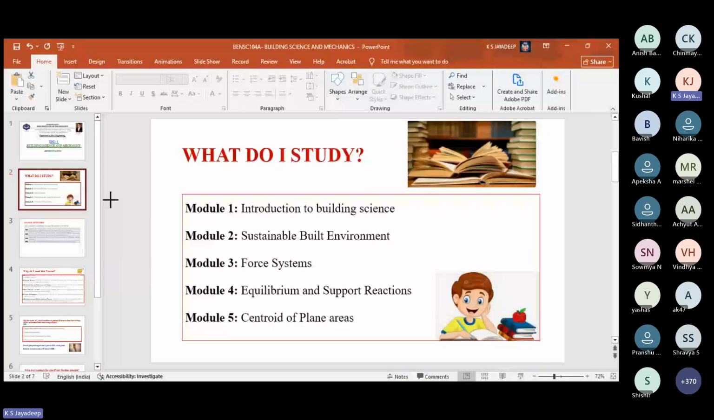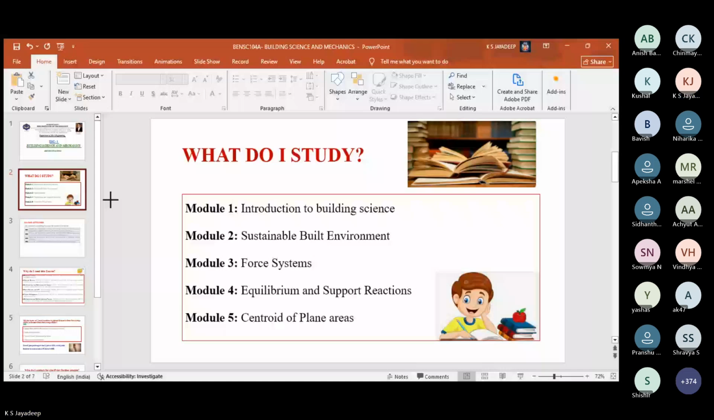Now, the second module is on the sustainable and built environment. Here you'll be learning about eco-friendly materials and how we can build a sustainable environment by reducing the damage to the environment in a very sustainable way. Then, in module 3, you'll be learning about how forces act and interact. If a structure is constructed for its intended purposes, it has to experience a lot of forces. When there is a force acting on the structure, there will be a counter reaction or an interaction between the force and the structure, which has to be evaluated for a sustainable building. So in that way, we have to evaluate the force system.